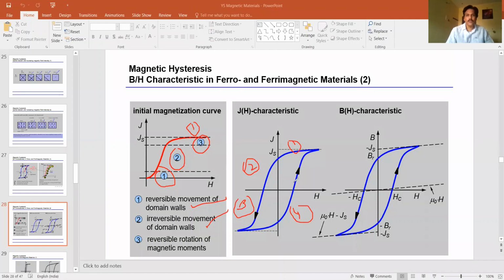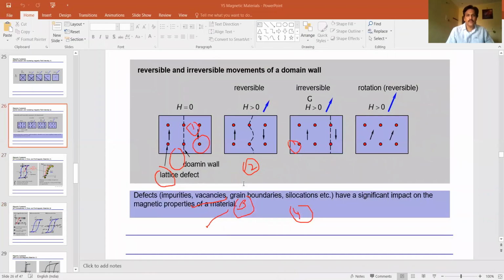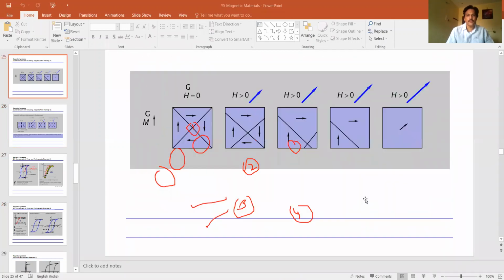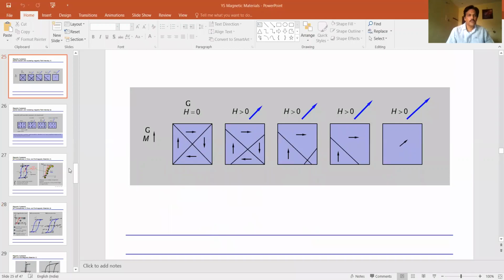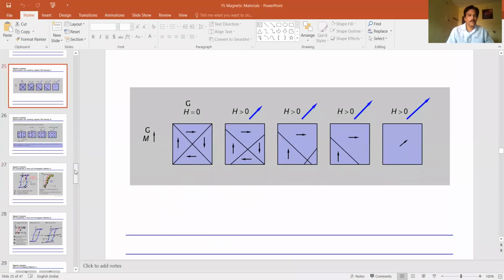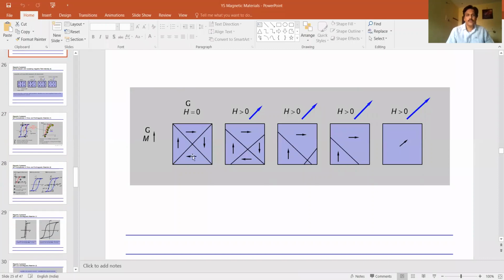So there is another picture to explain this domain behavior. You can express the diagram in this fashion also. See, initially when H is equal to 0, how many domains are there? 4 domains: domain 1, domain 2, domain 3, domain 4. In this domain the spontaneous magnetization is in this direction, in this domain in this direction, in this domain in this direction, and in this domain in this direction.